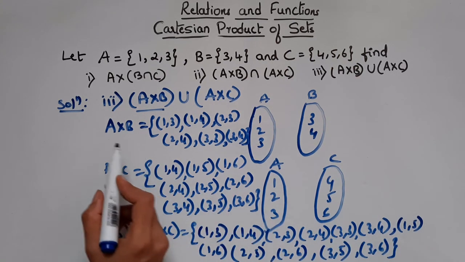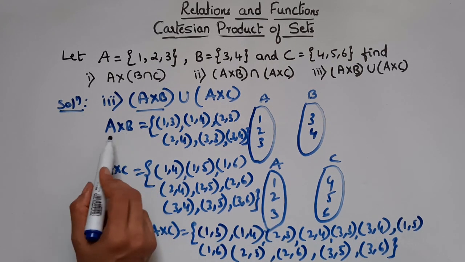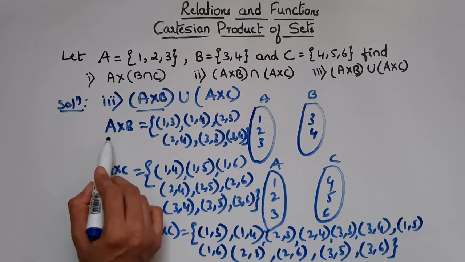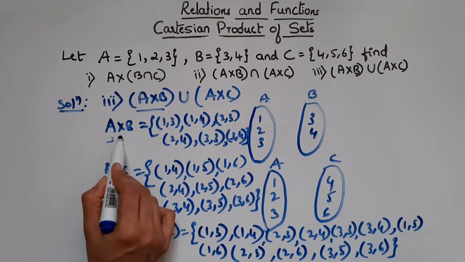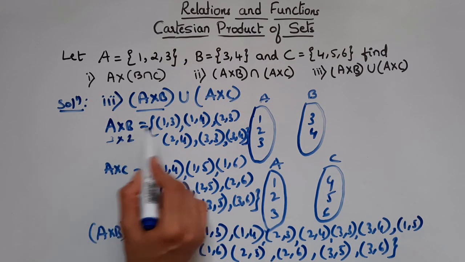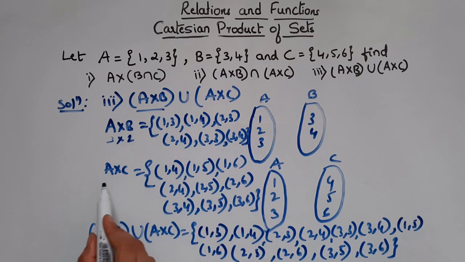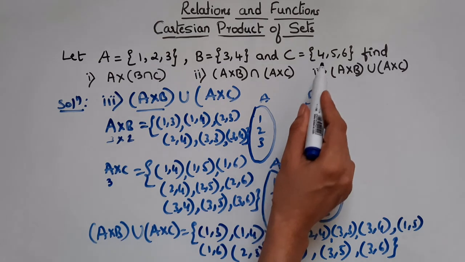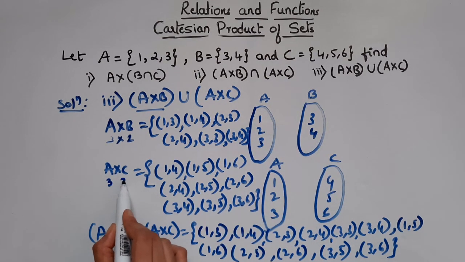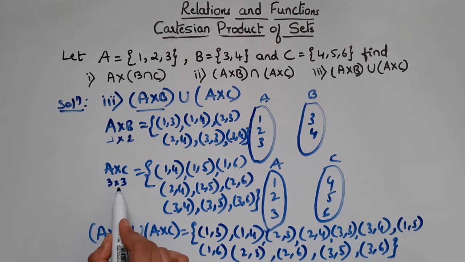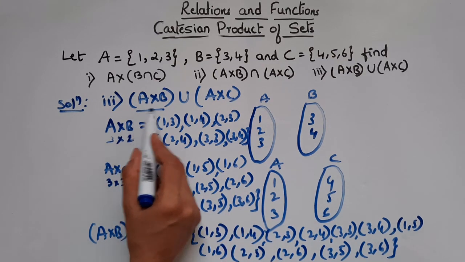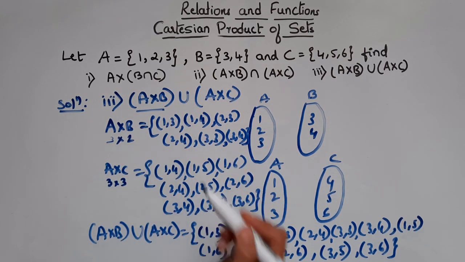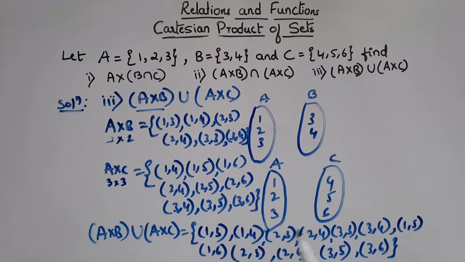If you want, you can cross check. In A cross B how many elements should be there? The number of elements in set A is 3, and in set B is 2, so 3 twos are 6. So 6 elements. In A cross C, the number of elements in A is 3 and the number of elements in set C is 3. So 3 threes are 9. So 1, 2, 3, 4, 5, 6, 7, 8, 9. Here we have to find the union. That means you have to write all the elements. If they are repeating, you have to write only once, right?